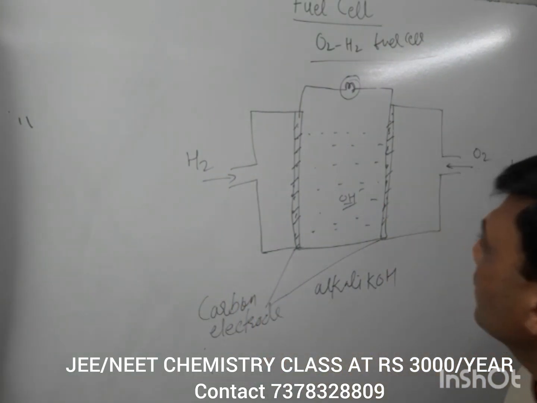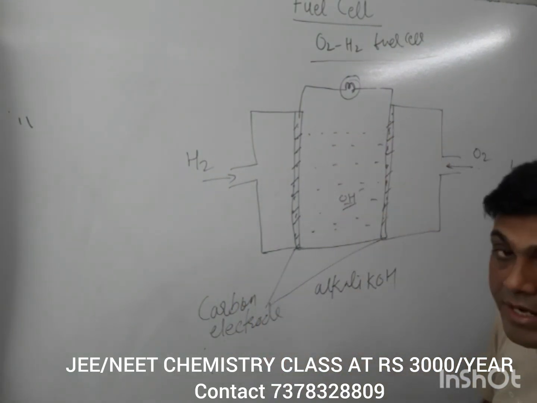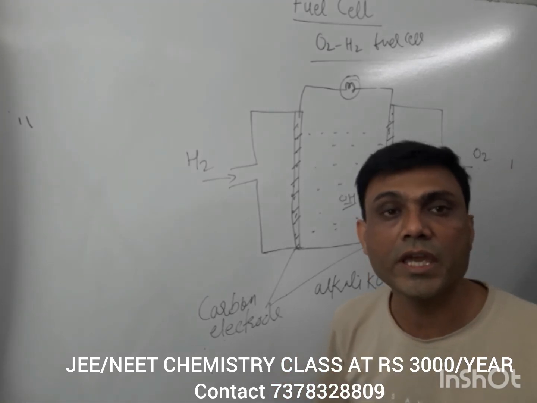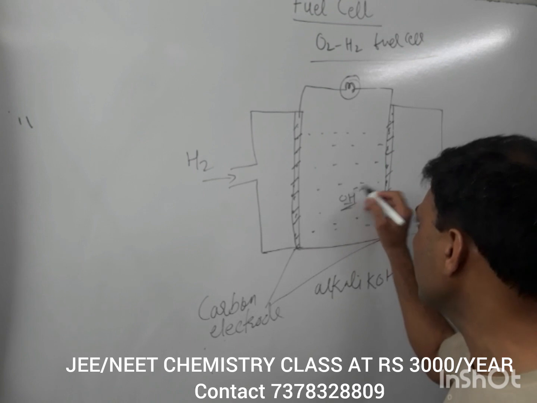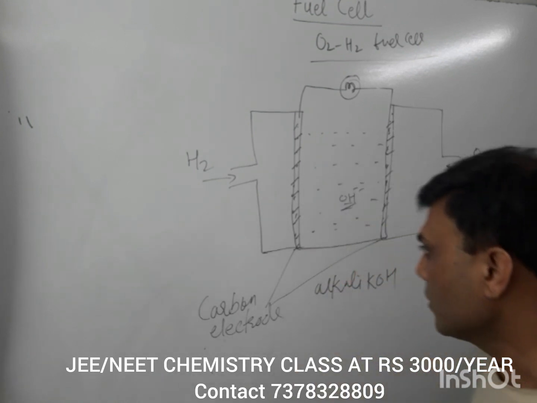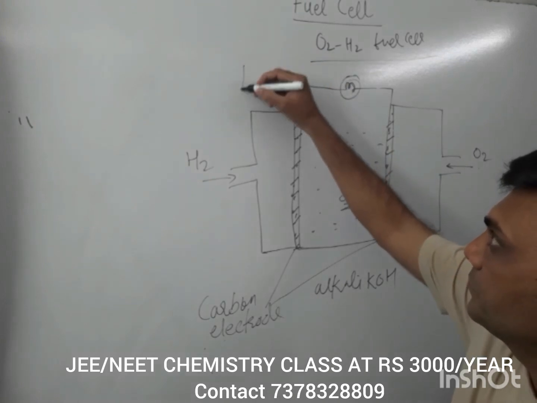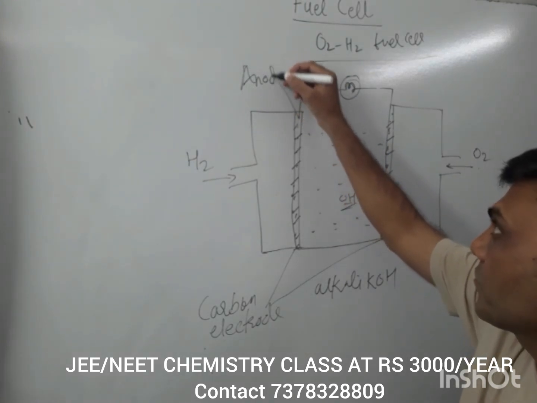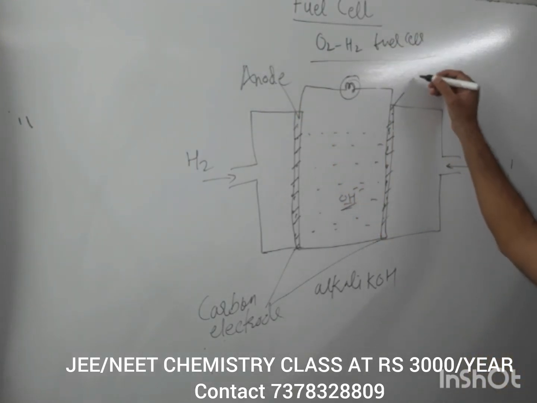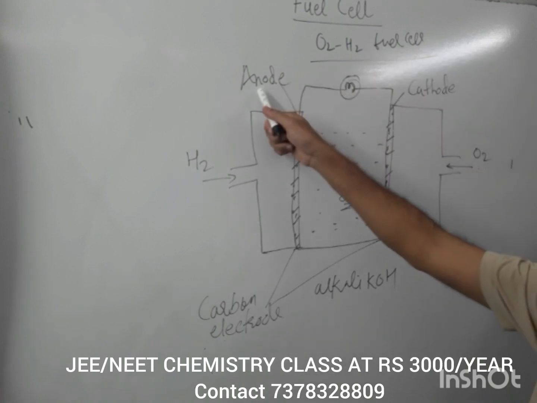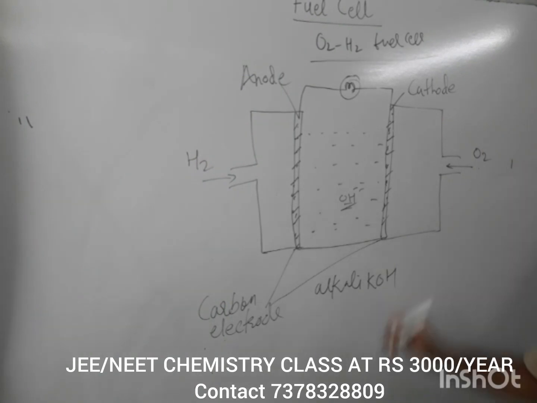And here is a tank which contains the electrolyte. That is an alkali electrolyte, so it is KOH. We have only written OH negative here. Now in this fuel cell, this is the anode. And this is the cathode electrode. Two electrodes are here. One is anode, one is cathode.